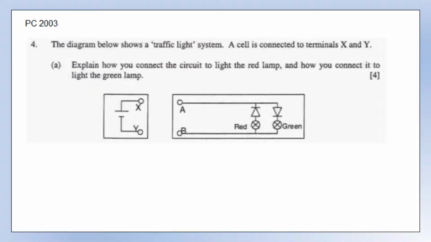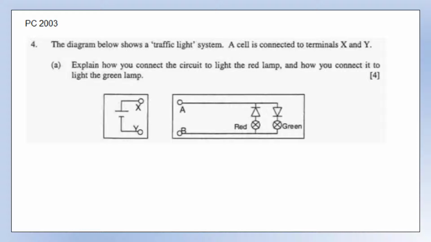Okay, so we're going to look at some physics challenge questions based on electricity. So we've got a traffic light system, a cell connected to terminals X and Y. Explain how you connect the circuit to light a red lamp and how you connect it to light the green lamp.